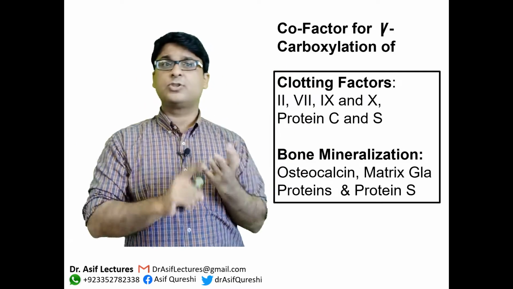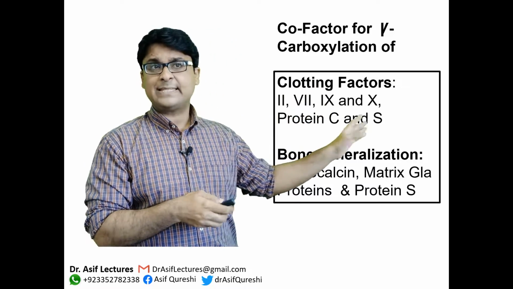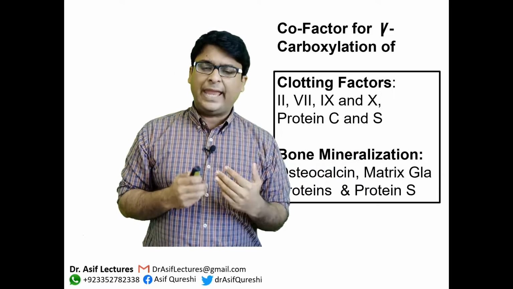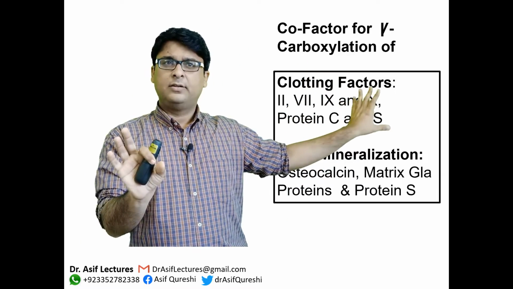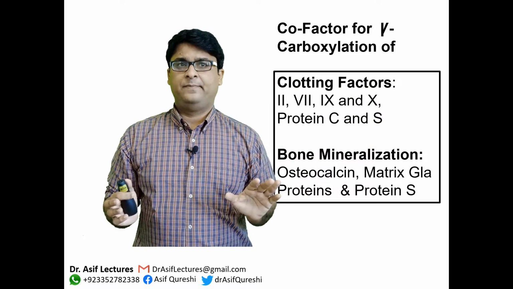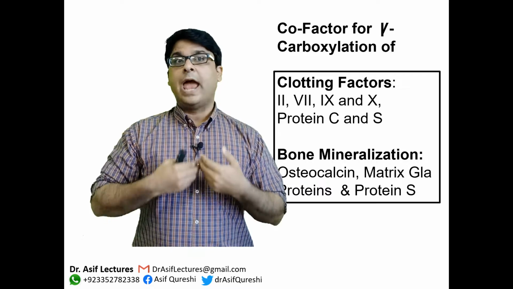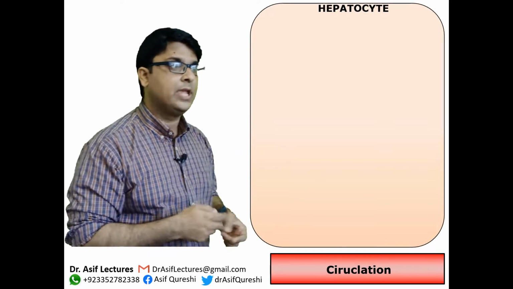Which clotting factors? 2, 7, 9, and 10, and protein C and protein S. And what is the job? Gamma carboxylation of these proteins. So in summary, these clotting factors will not work if there is no vitamin K. In order for them to work, they need vitamin K, okay? And what is the job of vitamin K? To produce gamma carboxylation, which we understand here.